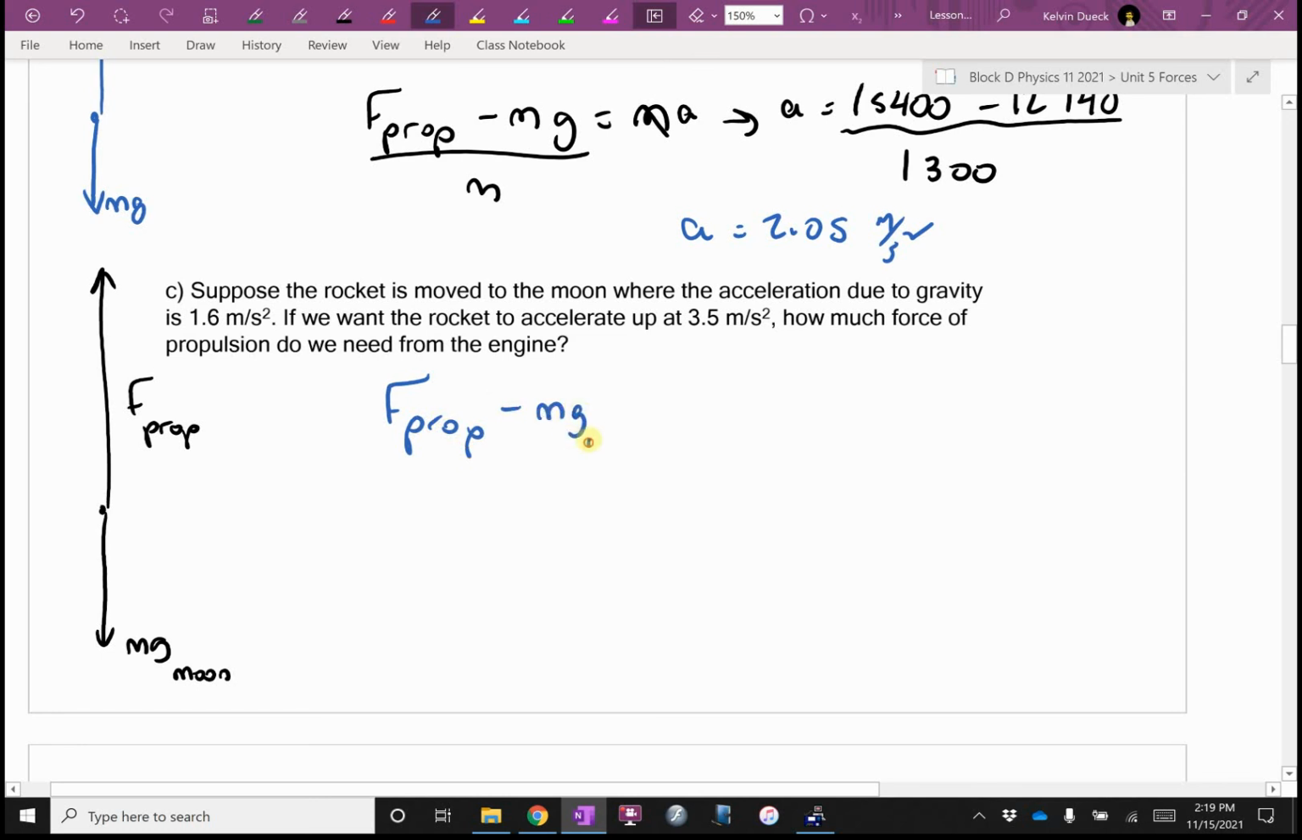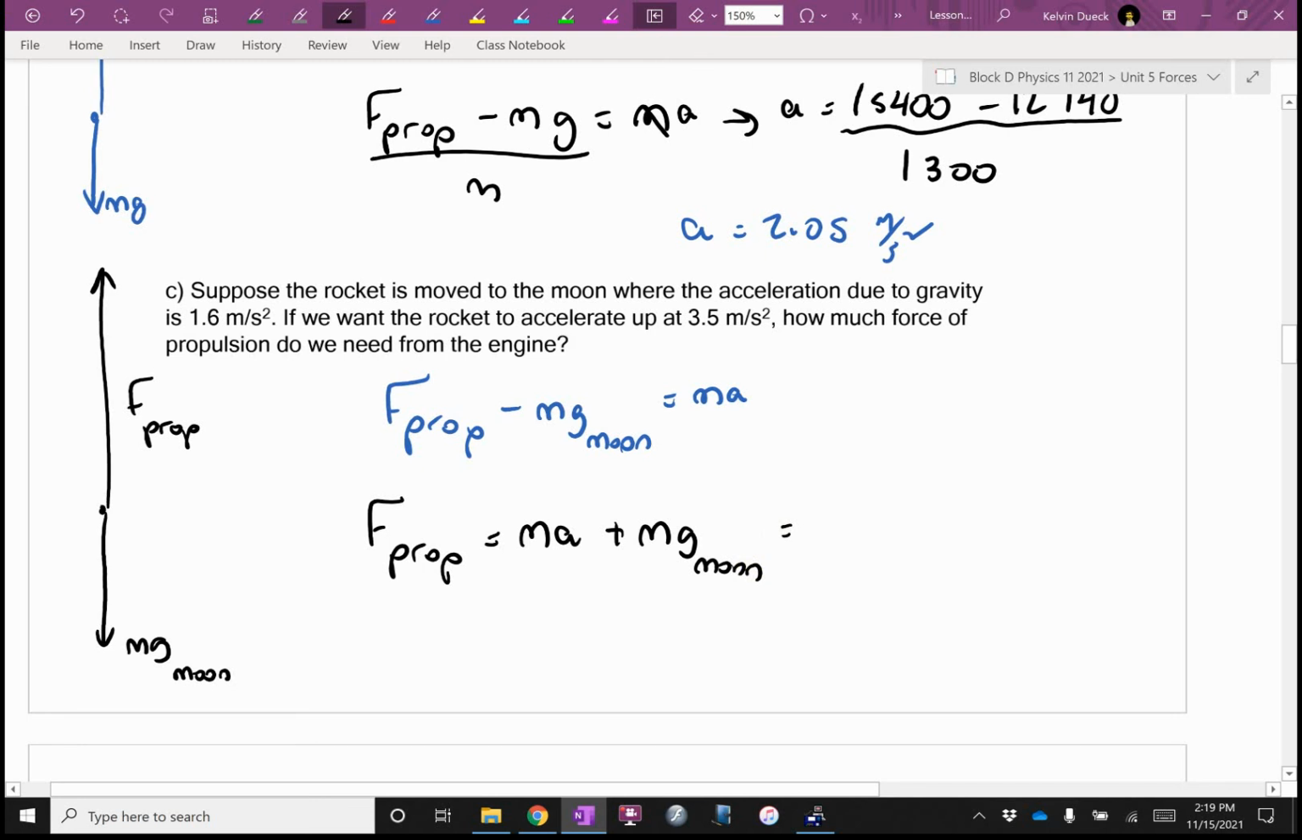Minus mg moon equals MA. In fact, this is the same as part B, but instead of asking you to find A, what did you say they're asking us to find, Raj? How would I get F prop by itself? How do I move mg moon over? Yep. So the force of propulsion is going to be ma plus mg moon.